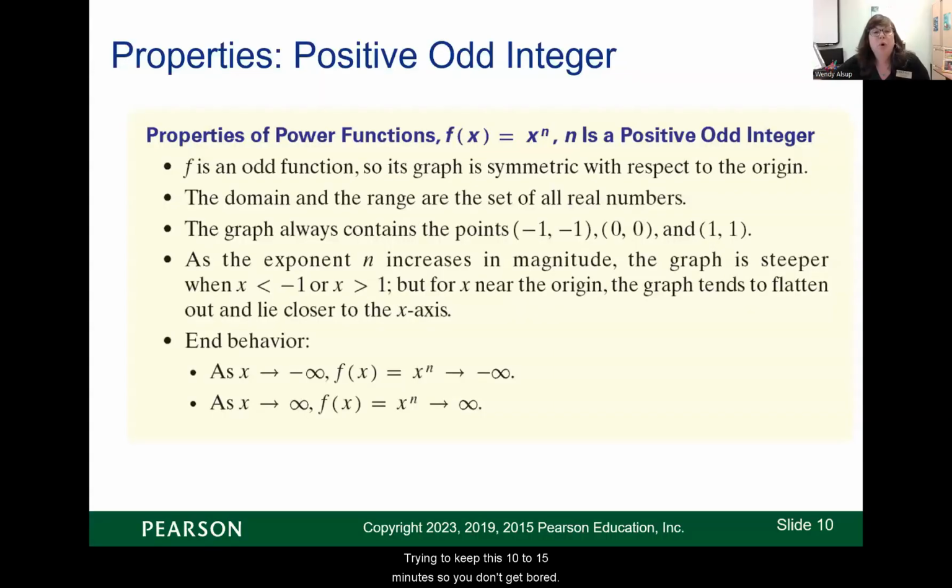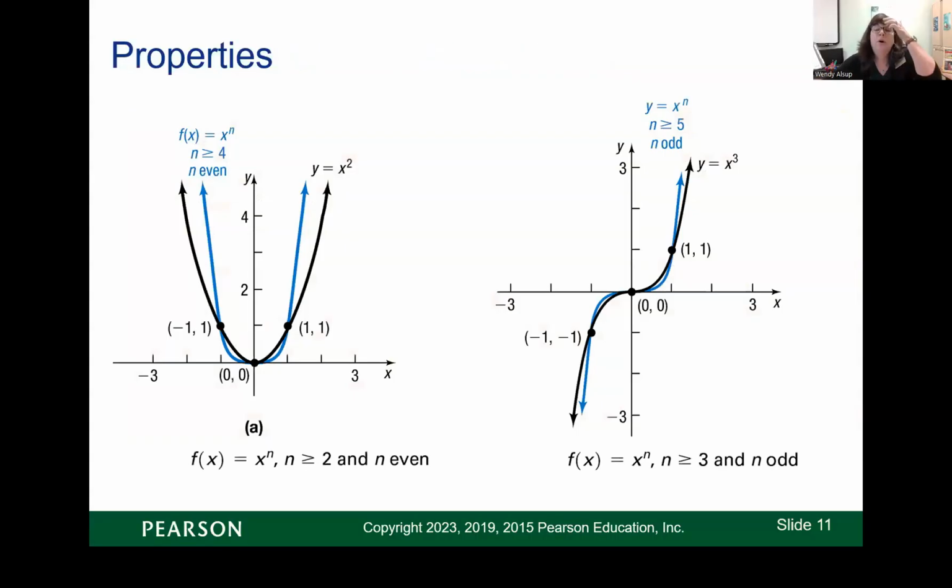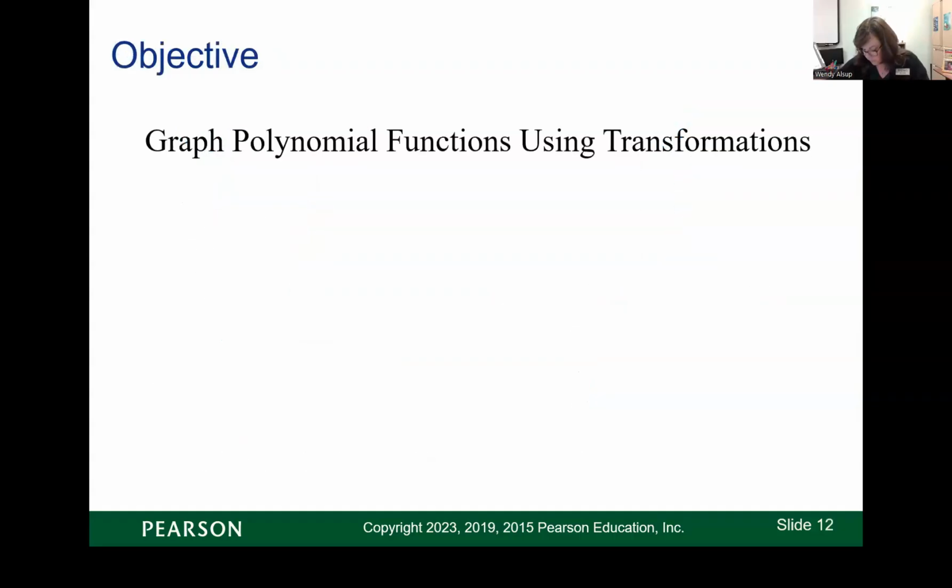All right, let's go back here to our PowerPoint. Trying to keep this 10 to 15 minutes so you don't get bored. All right, so on the left side, we have even degrees, x to the 4th, x to the 2nd. And on the right side, we have odd degrees, x to the 3rd, x to the 5th. All right, so now let's use these to graph these a little bit with some transformations.